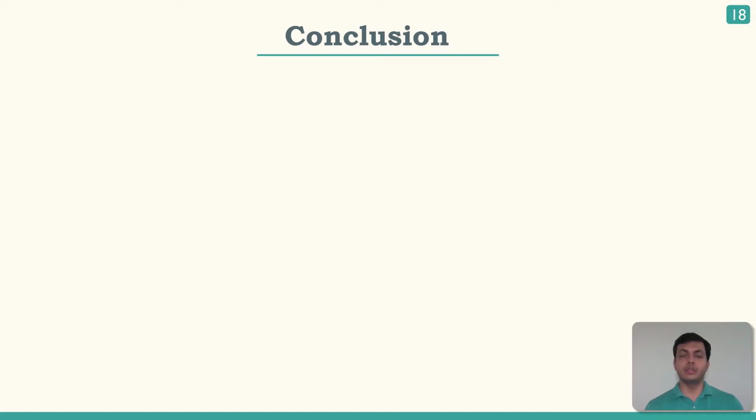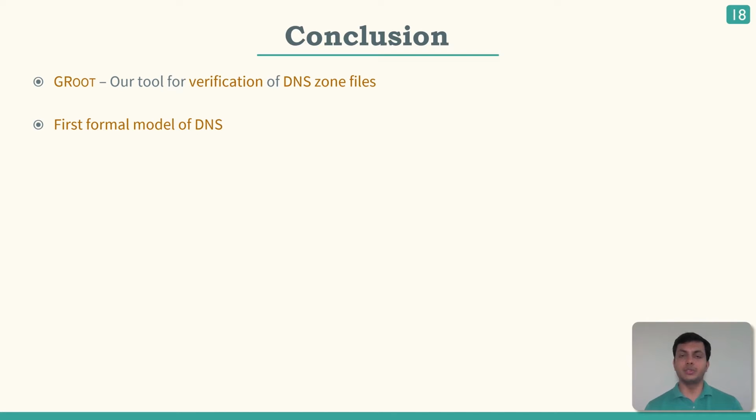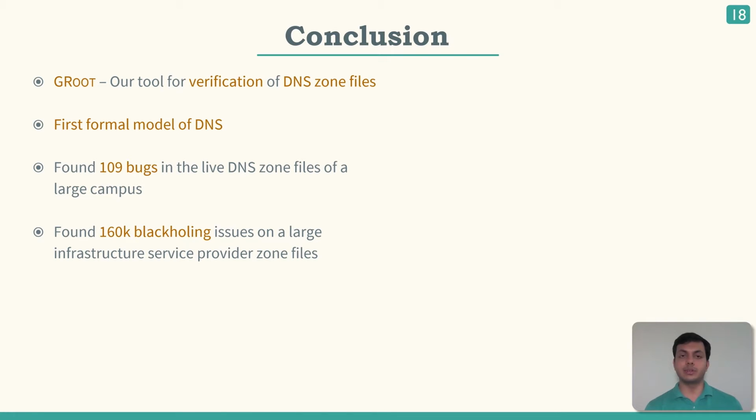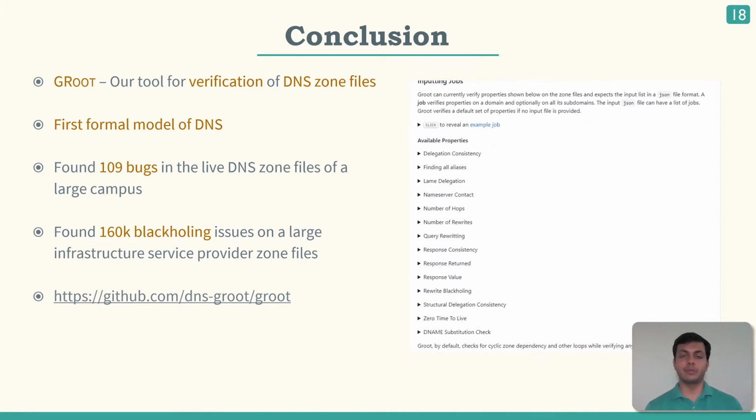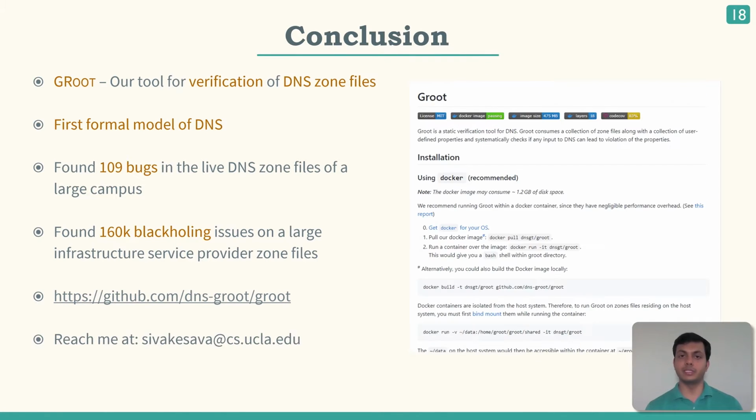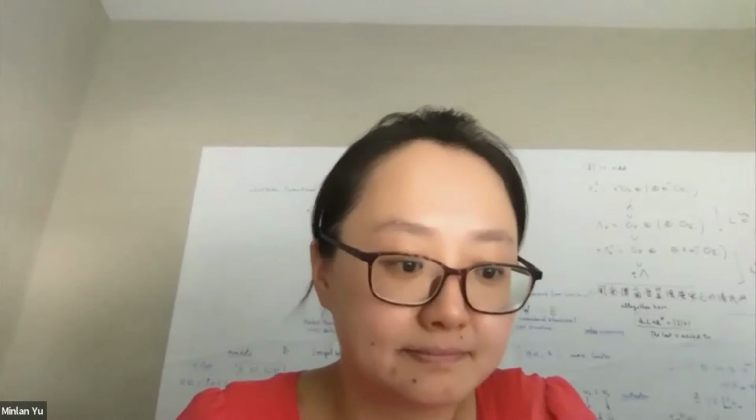Finally, to conclude, through our paper, we presented GRoot, a tool for verification of DNS zone files, and a formal model of DNS. Using GRoot, we found 109 bugs in the live DNS zone files of a campus network and 160k black holing cases on the zone files of a large infrastructure service provider. And our tool is publicly available on GitHub, and feel free to contact me at this email address. Thank you.